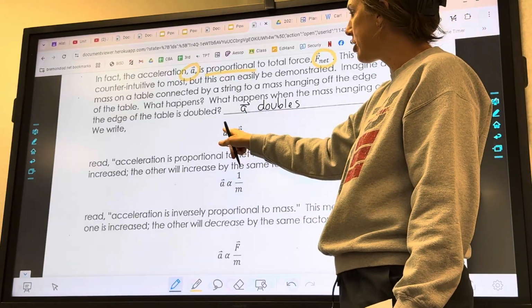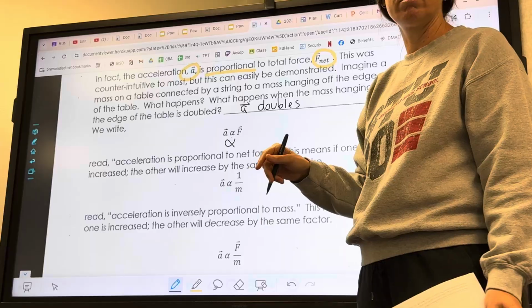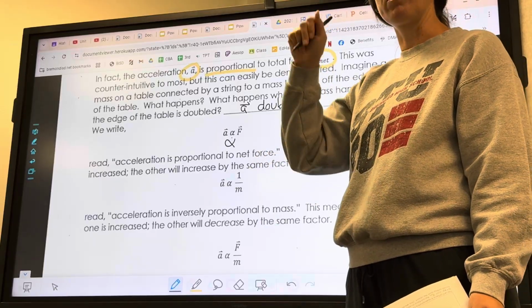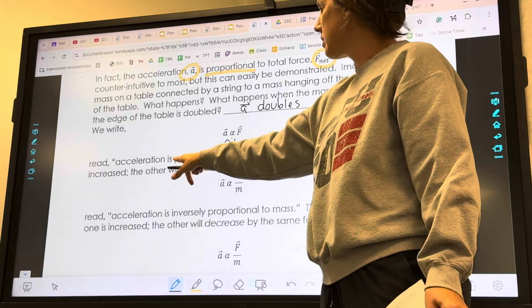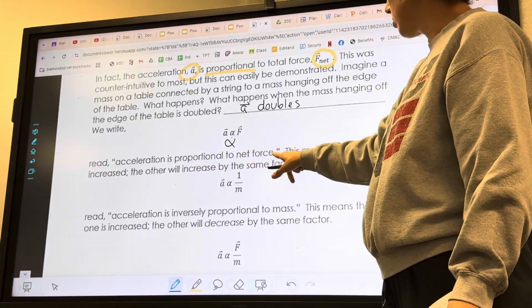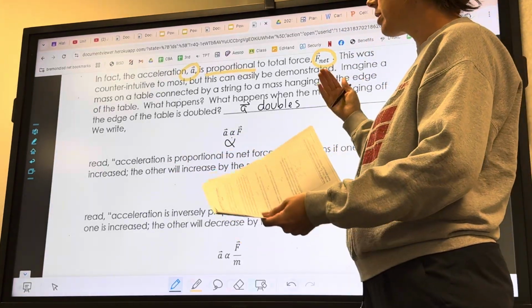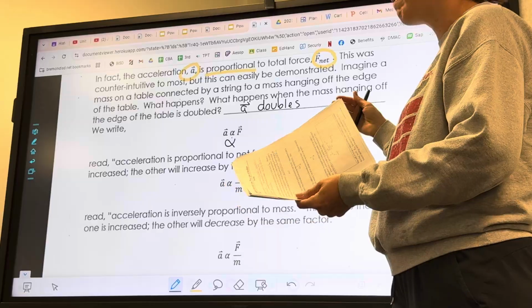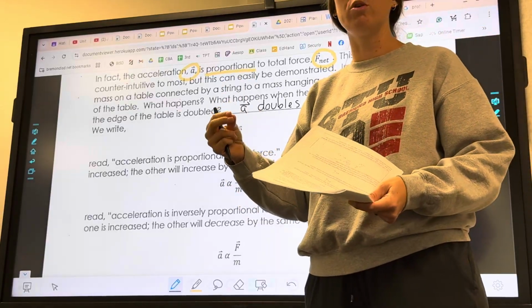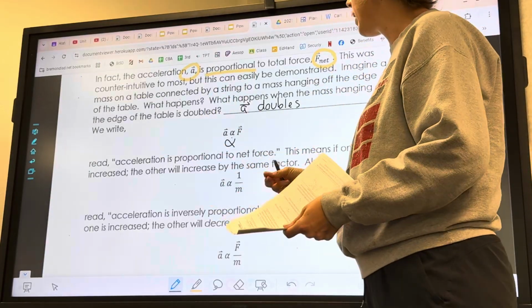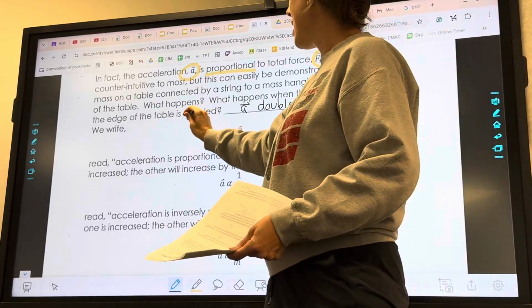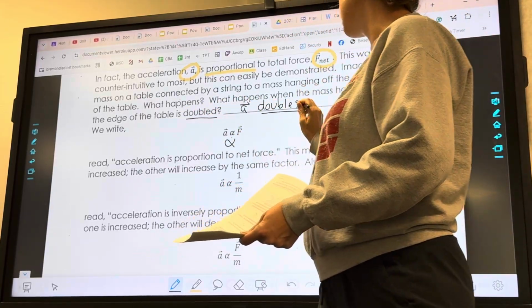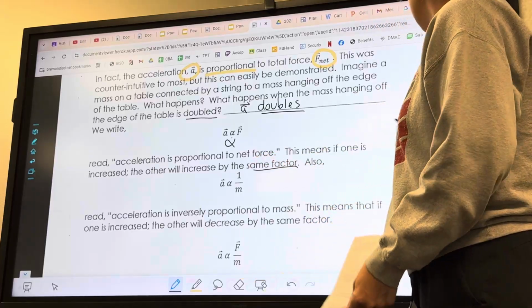So acceleration is proportional to force. If one goes up, the other one goes up. If one goes down, the other one goes down, okay. So we read it, acceleration is proportional to force. This means if one is increased, the other one will increase by the same factor. So it's exactly proportional, okay? So that's when we said what happens if the mass is doubled, the acceleration doubles by the same factor, okay?